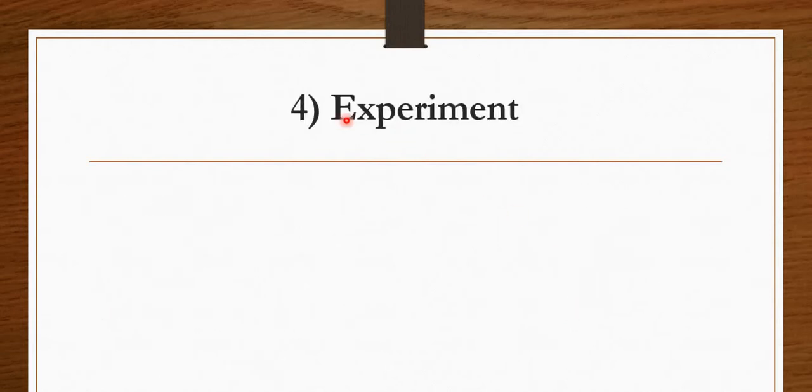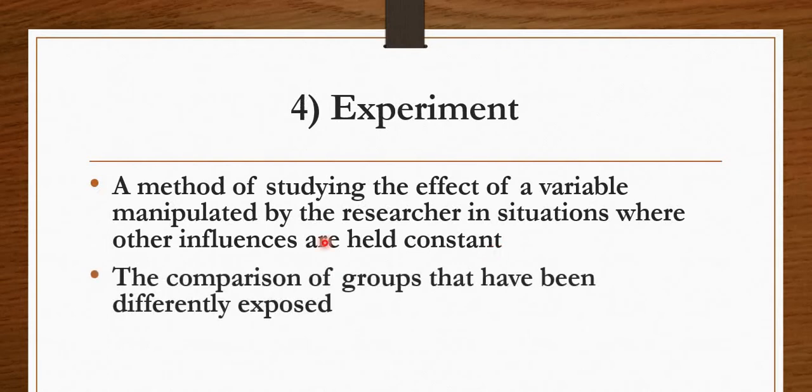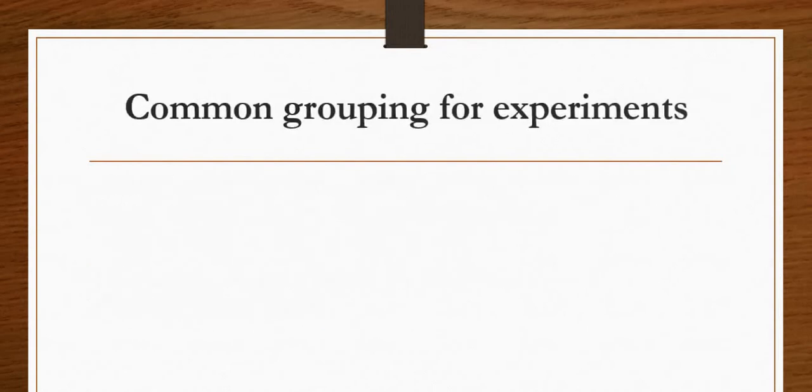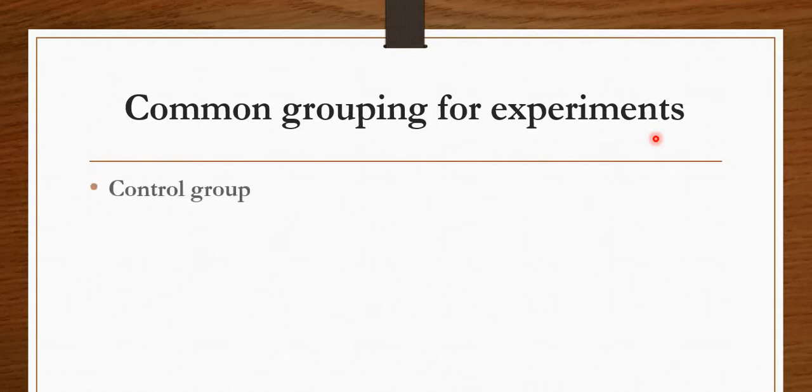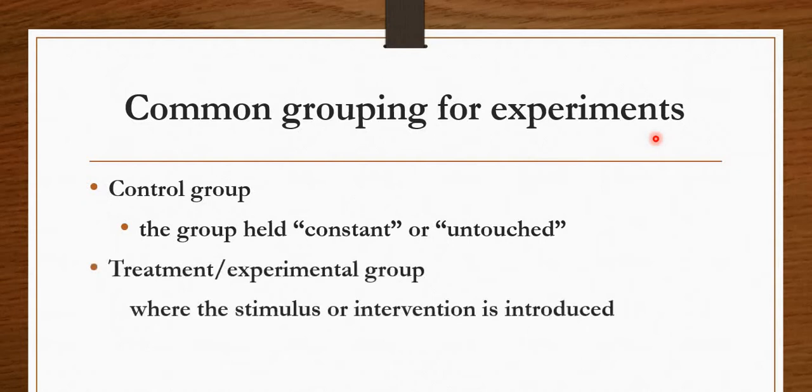The fourth type of data collection method is an experiment. It is a method of studying the effect of a variable manipulated by the researcher in situations where other influences are held constant. These are the comparison of groups as well that have been differently exposed. So, when we do an experiment, we have common groupings such as the control group, which is the group that's held constant or untouched, and the treatment or experimental group, where the stimulus or the intervention is introduced. This is also what the researcher modifies.